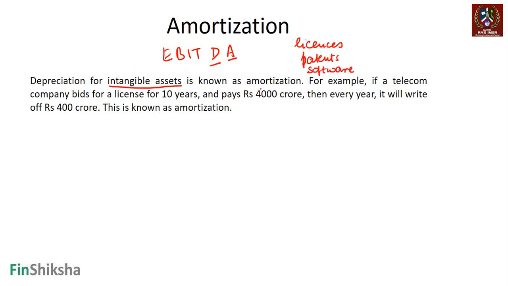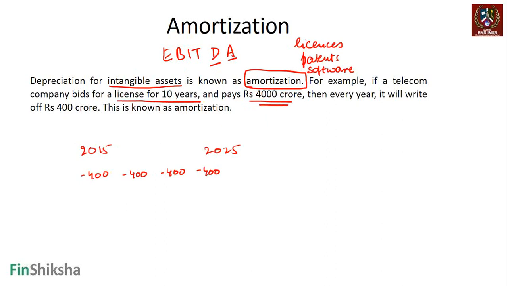Depreciation for intangible assets is termed as amortization. So for example, if a telecom company bids for a license for 10 years and pays rupees 4,000 crore for that, then logically every year from 2015, let's say, to 2025, they've bid. Every year 400 crore is their expected expense out of it, because here it's simple. The telecom license will expire after 10 years. After that, it is worthless anyway. No one will buy it because there's no value left in it. So the value is 0.